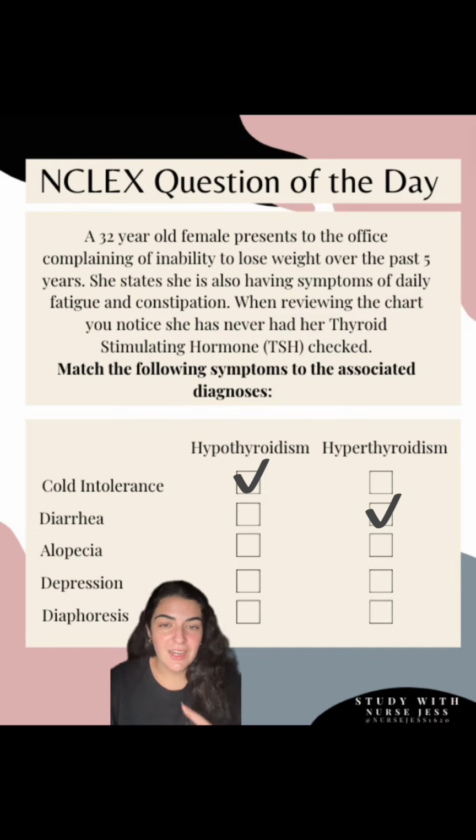Alopecia is thinning and hair loss. This is associated with hypothyroidism. Everything is working very low and slow. Next up, we have depression. This is associated with hypothyroidism. If this patient was hyperthyroidism, they would be experiencing anxiety and nervousness.